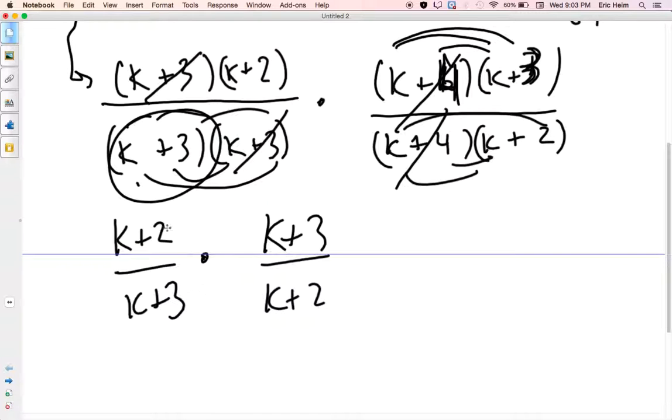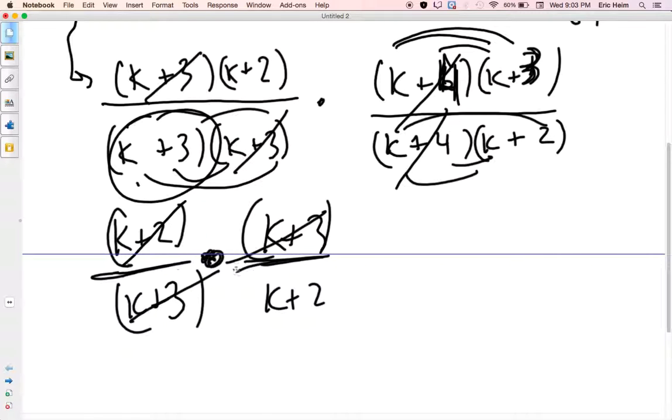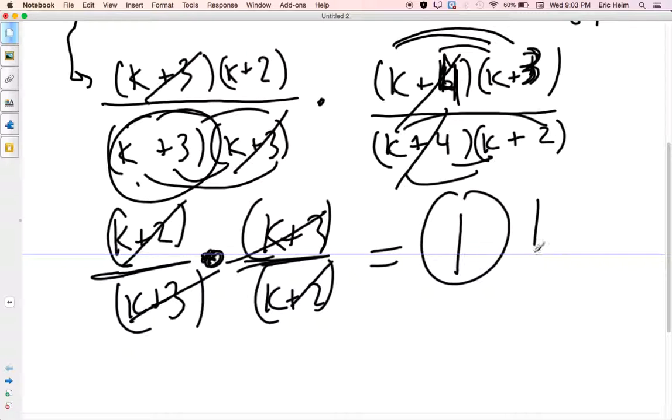Now, instead of all the hard work involved in actually multiplying denominators and numerators, we have the beauty of this. Since these two fractions are multiplied, these are just like numbers, and they can cancel out like that. So I can put them in parentheses. And these two cancel out as well. And so this means it equals 1. Wow.